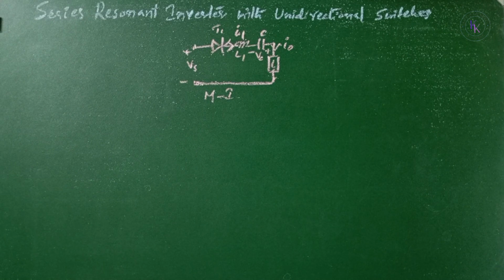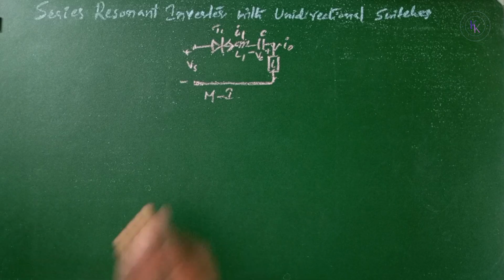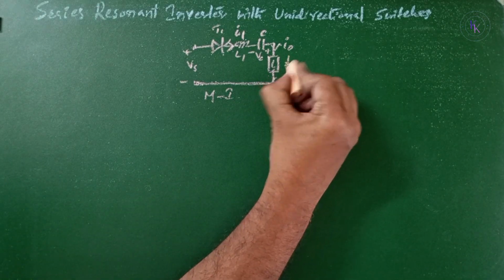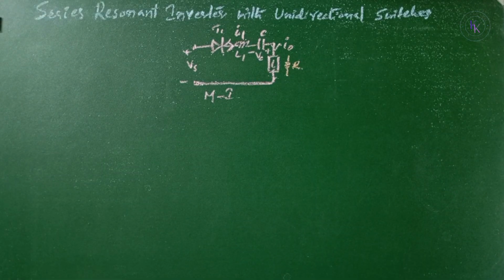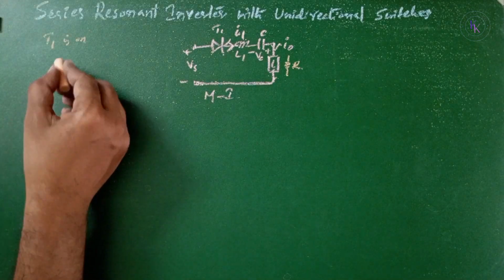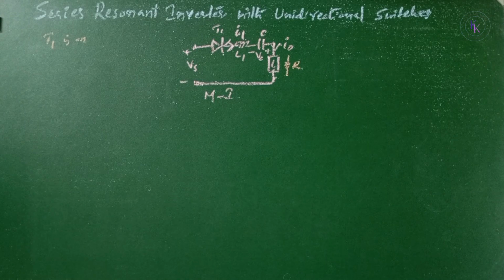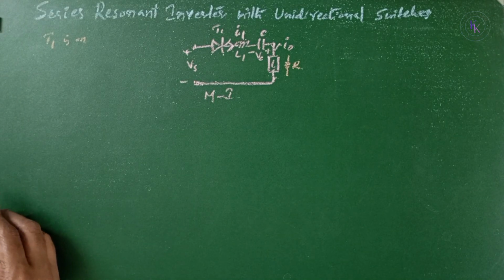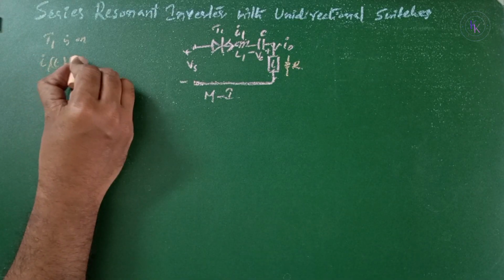So the series resonant circuit is formed by the L, C and the load. Here we assume that the load is a resistive load R. This mode begins when T1 is turned on and the resonant pulse current flows through T1 and the load. Now the instantaneous load current, that is i1(t).